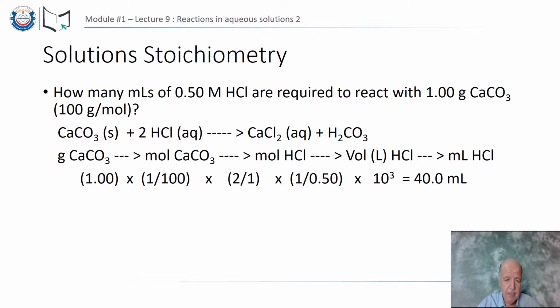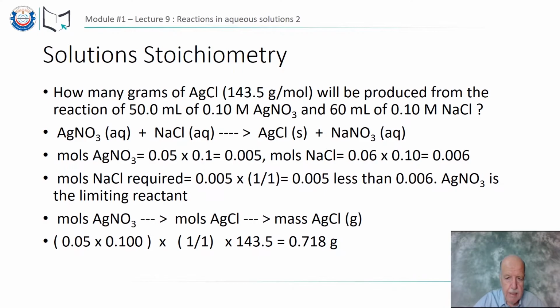Here, what he needs is the volume of HCl. I calculated it in liters when I divided by the molarity. Then to give it in milliliters, I multiply by 1000, which is 10 to the power 3. It means that if you have a solution, you can go from moles either to molarity or to volume. Remember, the volume in calculation comes from volume in liters.